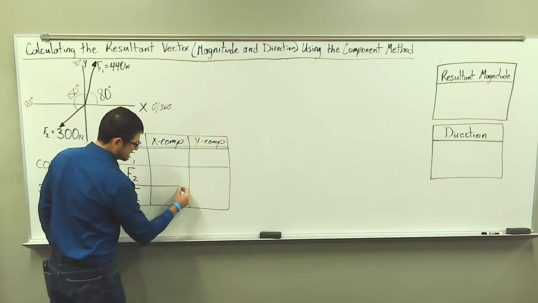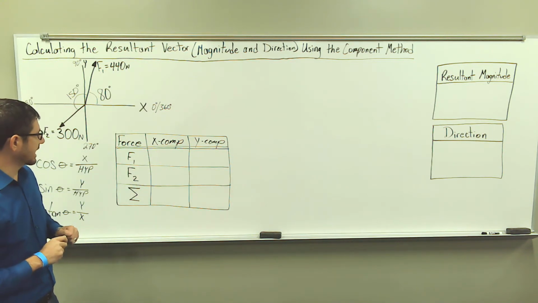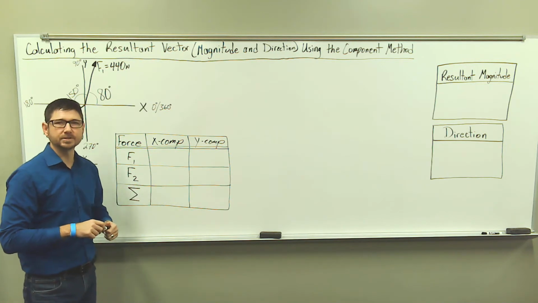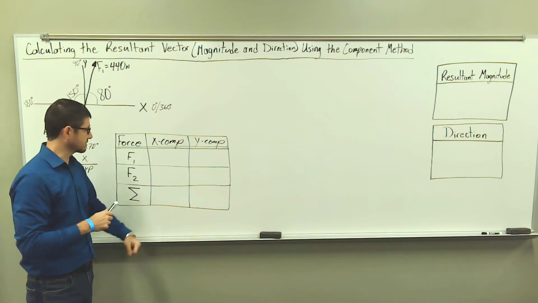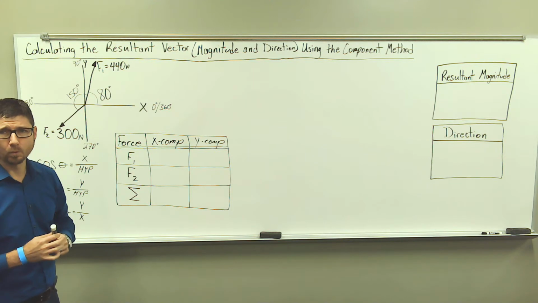Now the examples in the book, they do not have a table like this, but especially when we start out, I really think we should go ahead and build a table so we can keep all of our information straight. So let's go ahead and get started with force 1.